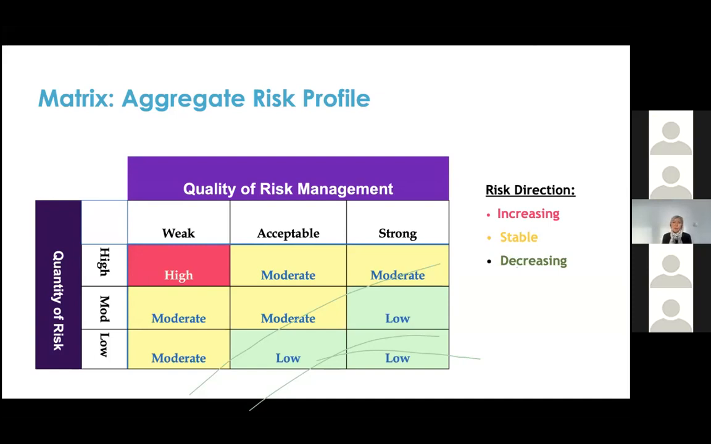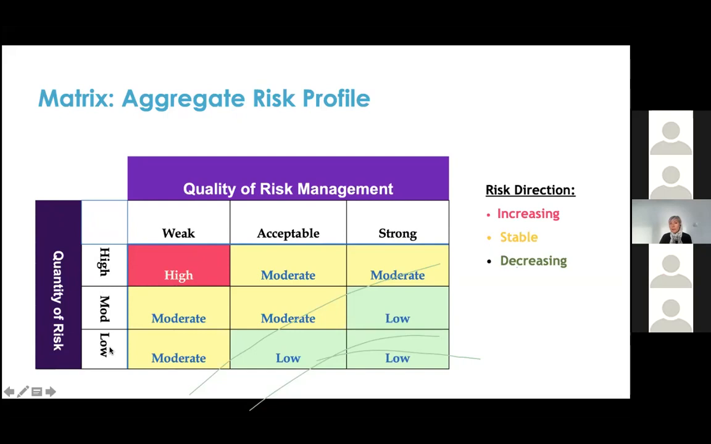Okay, so that would be the aggregate risk profile that I'm showing here. The quantity of risk is high. Your loan officers are not trained and the policies are bad. The quality of risk management is weak. Your policies are bad and you haven't trained people. So that would come out, if you look across, high and weak is a high.